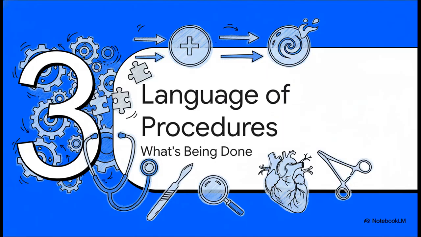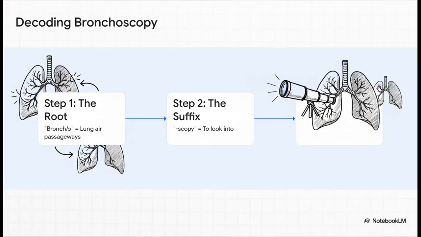All right, so now we can decode ailments. Let's level up and start deciphering the action words, the procedures that tell us what is actually being done to treat something. Let's break down bronchoscopy. Okay, step one, find the root. Broncho refers to the bronchi, which are the main air passageways deep inside your lungs. Step two, look at the suffix, scopy. That just means to look into, kind of like a telescope or a microscope. Put it all together, and a bronchoscopy is simply the act of looking into the lungs' airways.